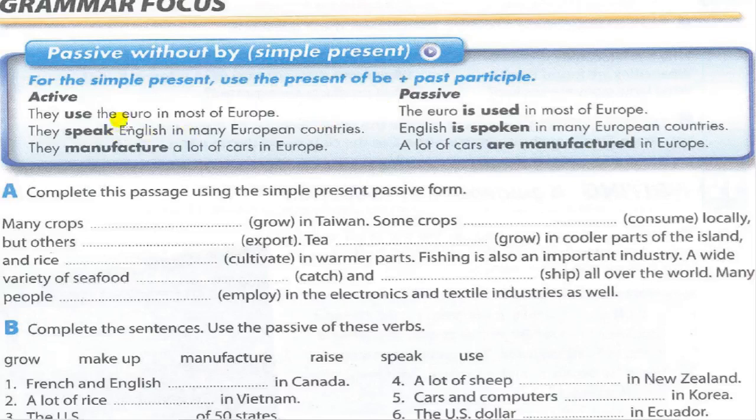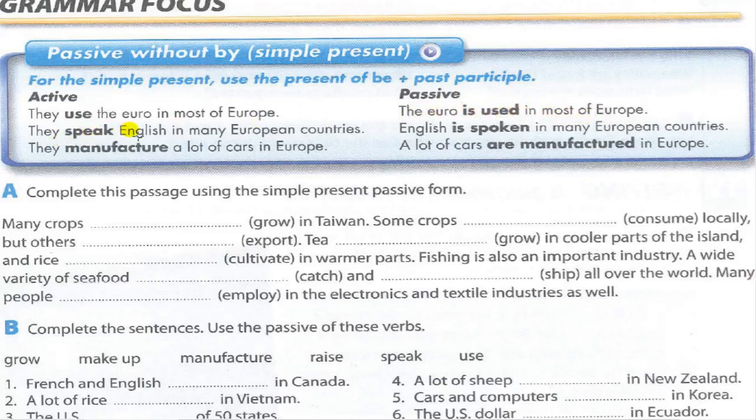To make it passive, we'll start with the object, is, are, pp, past participle, plus by, plus the doer of the action, the subject. But here, we can omit, we can erase, we can delete by plus the doer of the action. Example: They use the euro in most of Europe. Subject, verb, object. Object, the euro, is or are, is. PP: use, used. The euro is used in most of Europe.